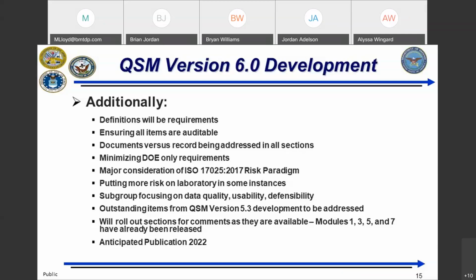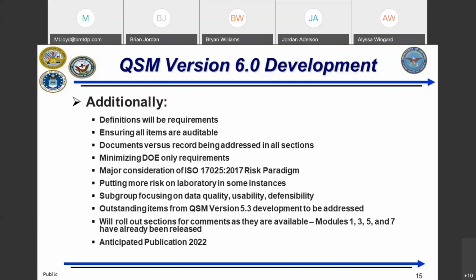17025-2017 risk paradigm. You'll be surprised when we finally roll out this document how we are going to be putting some more risk back on the laboratory in some instances. The subgroup is focusing on data quality, usability, and defensibility when it comes to the requirements of the document.